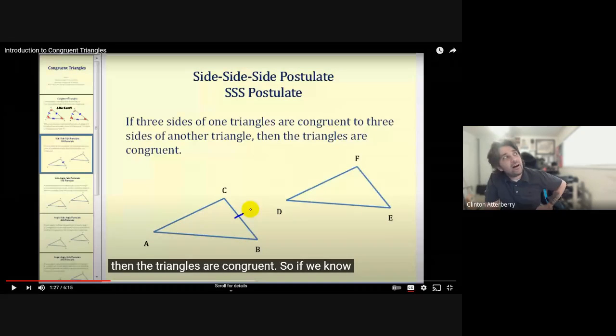Side, side, side, side, angle, side, angle, side, angle, angle, angle, side.